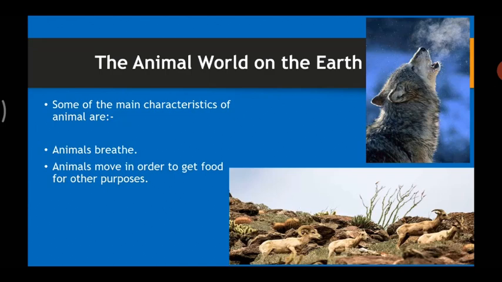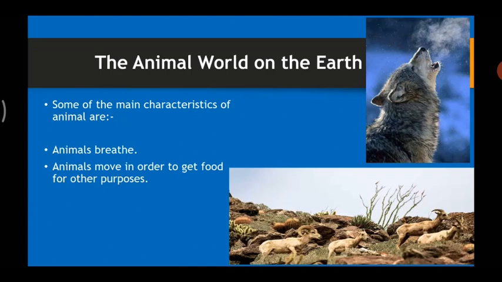The second one is that animals move in order to get food or for other purposes. Animals move from one place to another in search of food. You know, they move from one place to another in search of food. The wild animals go to other places for hunting. As you know, the wild animals eat the flesh of other animals.